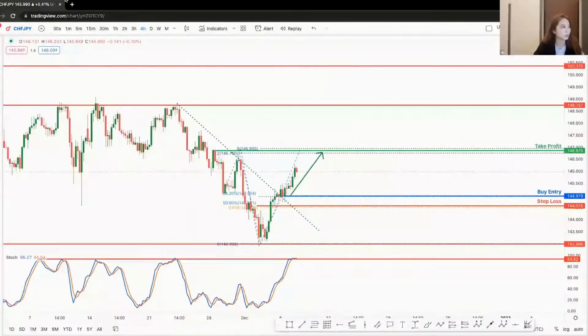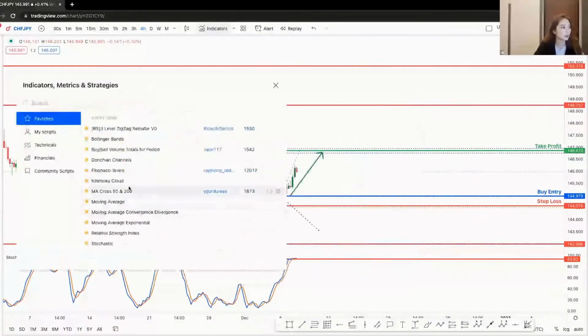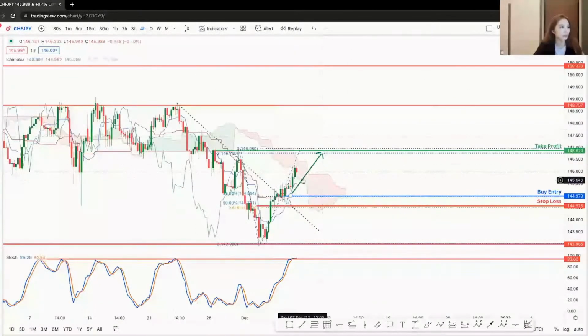All right, so this is what we are looking at. Let's see whether our Ichimoku cloud can give us some more information. Yeah, it did seem like a downward move for this one. So the Ichimoku cloud is slightly lagging as well. So we do have to see whether the price exceeds the cloud or comes back down under.